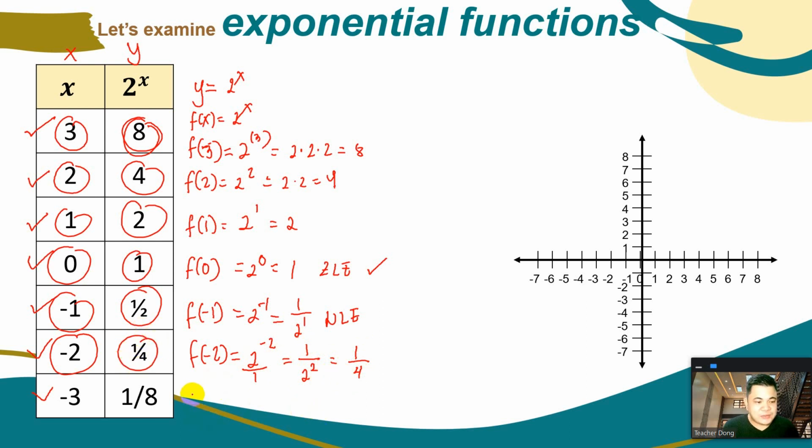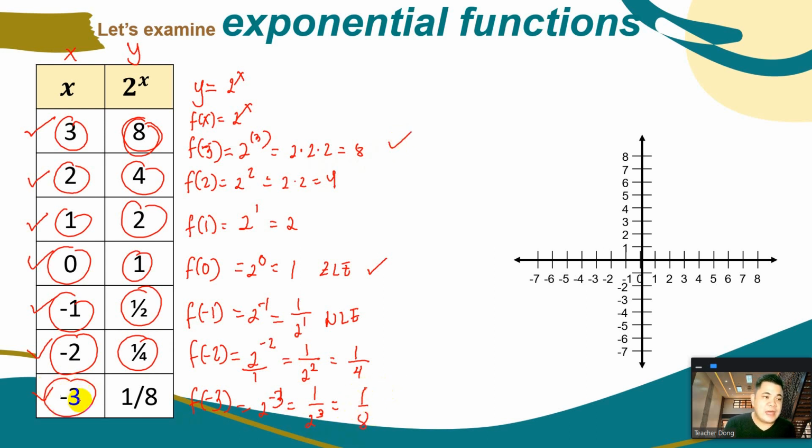And then lastly, if we have f of negative 3 equals 2 raised to the power of negative 3. We still have a negative exponent here. All you need to do is to reciprocate. So we have 1 over 2 raised to the power of 3, or 2 cubed. If you are going to multiply 2 to itself 3 times, just like what we did here, we will have 1 over 8.